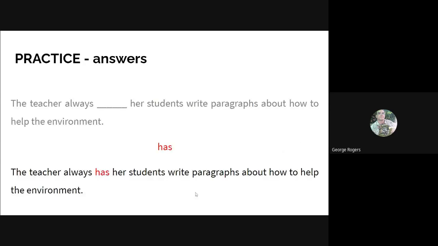The teacher always has. So again, the teacher's only one person. The teacher always has her students write paragraphs about how to help the environment. So this needs to be "have," but it needs to be the "has" version because it's third person singular.